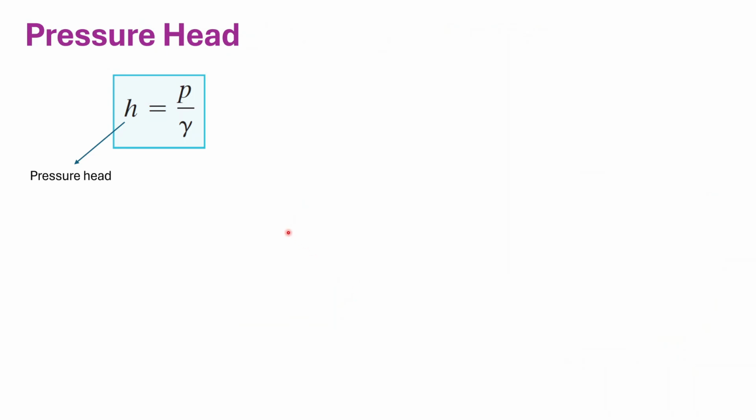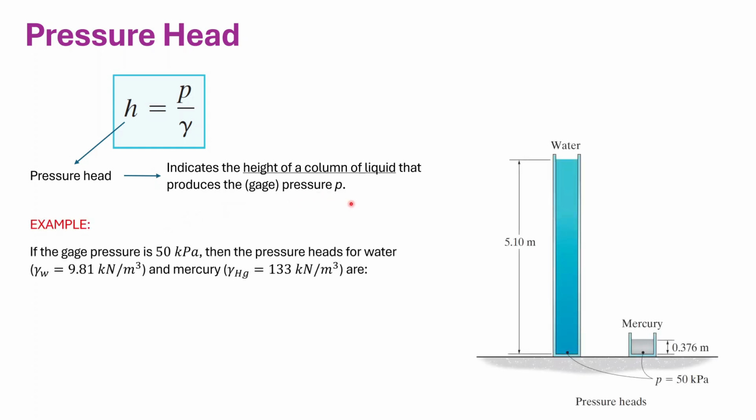If we rearrange the formula in the last slide, we get H equals P divided by gamma. In this case, H is called pressure head, and it basically indicates the height of a column of liquid that produces the gauge pressure P. As an example, if the gauge pressure is 50 kilopascals, then the pressure heads for water, in which gamma W is 9.81 kilonewtons per meter cubed, and mercury, in which gamma Hg equals 133 kilonewtons per meter cubed.